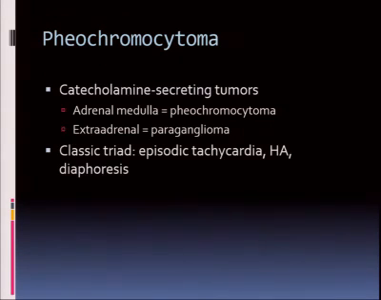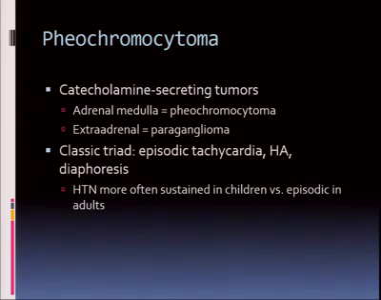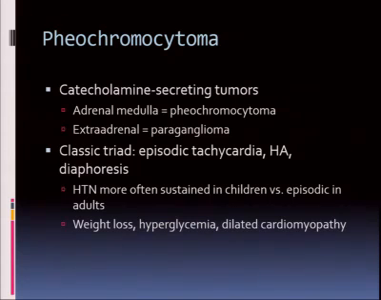The classic triad described is episodic tachycardia, headache, and diaphoresis, right? These storms of catecholamine release that have been described. But in truth, this is actually rarely seen in children. Most children who present with pheochromocytoma actually just have chronic severe hypertension and often don't manifest these acute symptoms of catecholamine release. Other symptoms that we can see are chronic weight loss due to, once again, the chronic elevated levels of catecholamines, hyperglycemia, and a dilated cardiomyopathy.